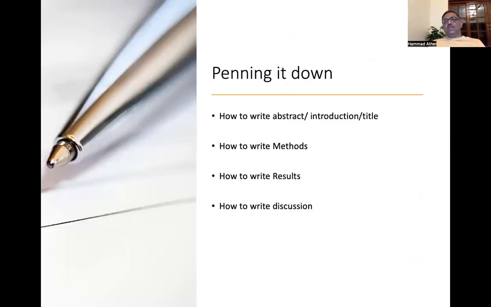The most important and most difficult thing is how to pen it down. We know that a paper which appears in a journal is in a format which is different from the format in which you're going to write your paper. It consists of a title and abstract, introduction, methods, results, and discussion, and this is the way it appears in the journal.